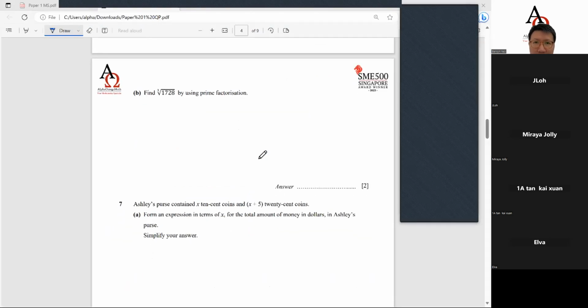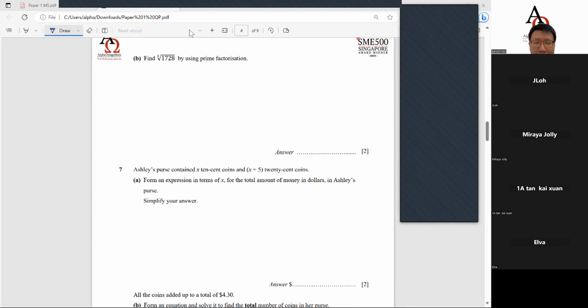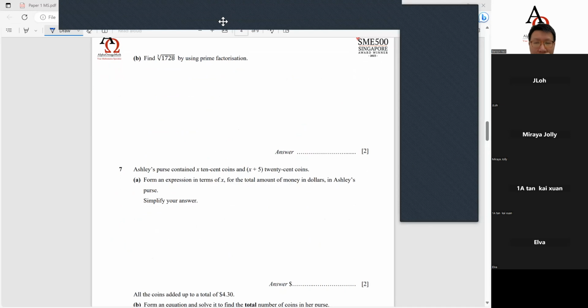Okay, there's one more part to part B. Find the cube root of 1728 by prime factorization. Common mistake: students, maybe stressed during the exam, will just put it into the calculator and get the answer. 0 marks. Because it says very clearly here, find it by using prime factorization, which means you have to prime factorize the 1728 first.